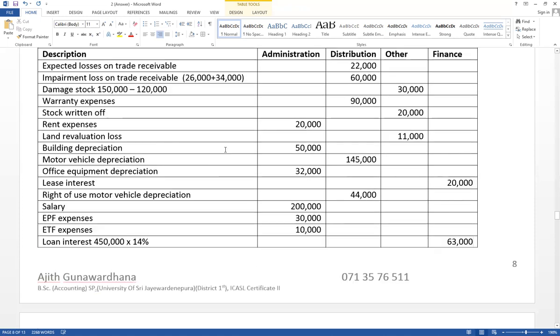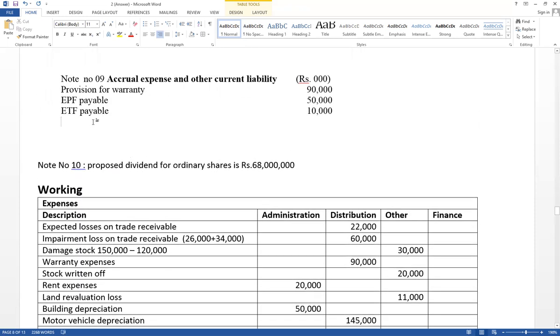Therefore, balance part accrual loan interest under current liability as an accrual loan interest. Accrual loan interest equals 63,000. That is a value should be input as expense. But trial balance available 29,000. That is a value paid in cash. Therefore, difference value accrual loan interest 63,000 minus 29,000. Therefore, 34,000 accrual loan interest.